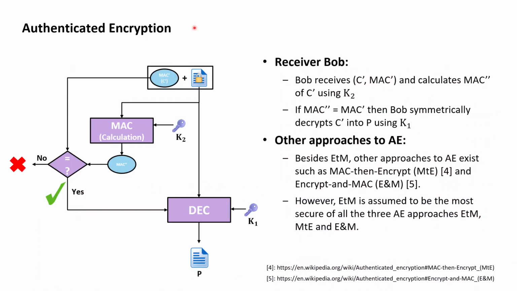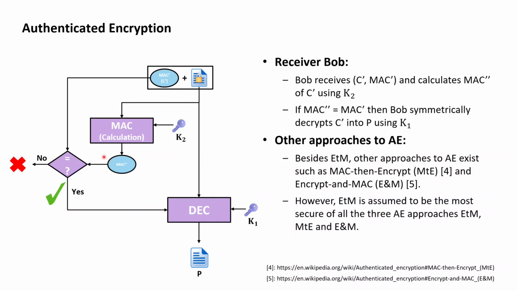Bob, as the recipient, then receives something that up until that point he hasn't verified for authenticity and thus assumes that what he receives is just some ciphertext and some MAC tag. Bob then, in a first step, takes the ciphertext received as well as the symmetric key K2 he agreed on with Alice to use for the MAC calculation and calculates a MAC of the ciphertext he received.